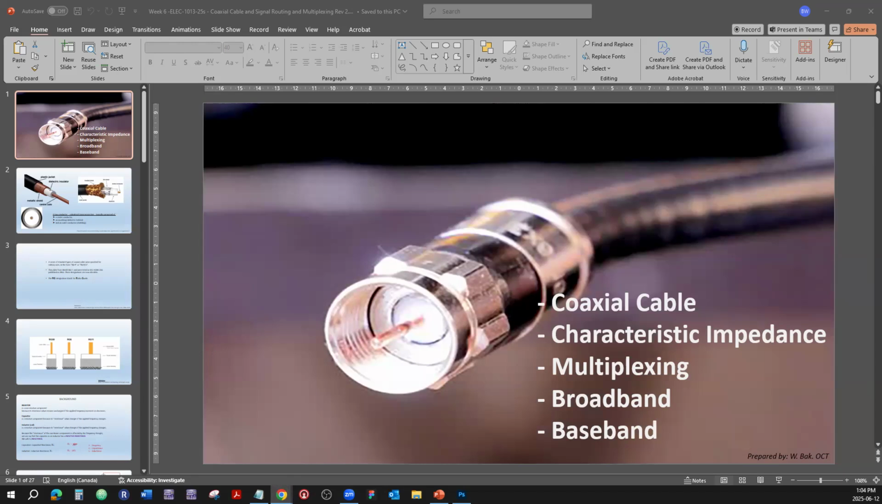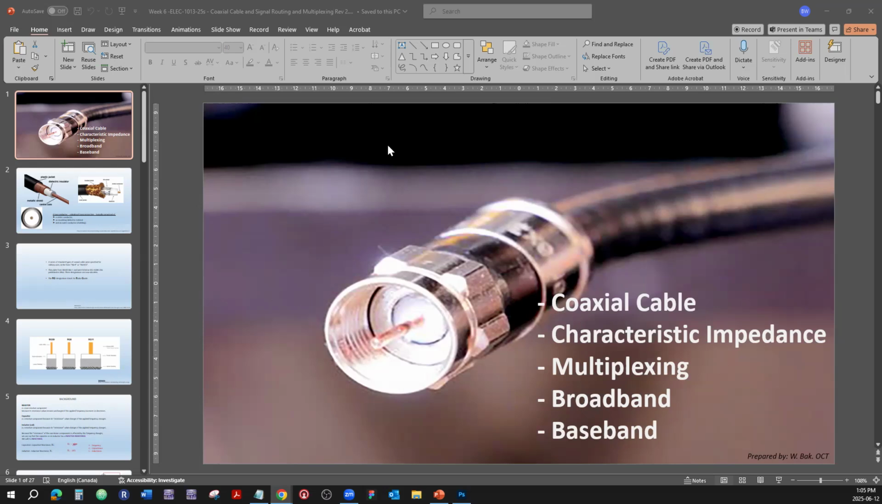Anyways, Fanshawe College, London, Ontario. The course is ELEC 1013 Network Cabling, and this is week 6 of this year. During week 6, these are the topics that we're going to cover: coaxial cable, characteristic impedance, multiplexing that has to do with broadband and baseband transmissions as well. Today, I think we're only going to have time to go through the coaxial cable and start on the characteristic impedance. So these two topics are going to be covered today.